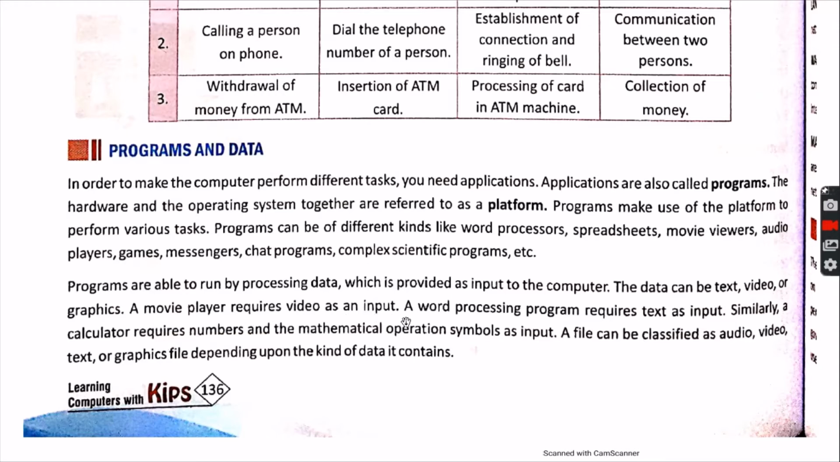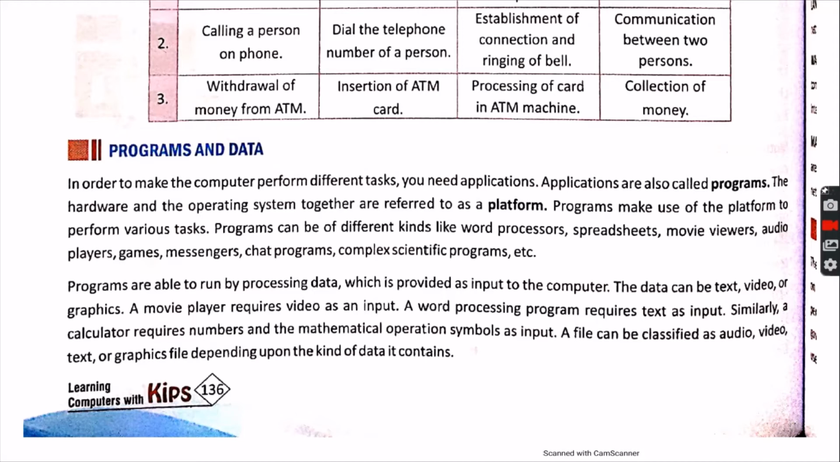A movie player requires video as an input. A word processing program requires text as input. Similarly, a calculator requires numbers and mathematical operation symbols as input. A file can be classified as an audio, video, or graphics file depending upon the kinds of data it contains.